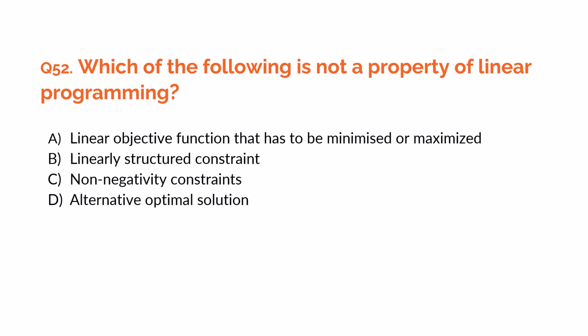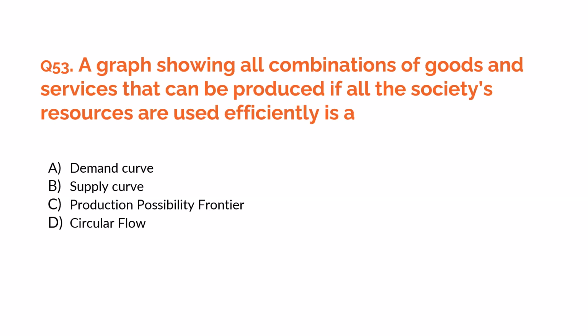Question 52. Which of the following is not a property of linear programming? Linear objective function that has to be minimized or maximized. This is a property of linear programming. Linearly structured constraints should be there and the constraints should be non-negative. All positive constraints should be there. And the fourth option, D, alternative optimal solution, is not a property of linear programming. Now moving to another question.